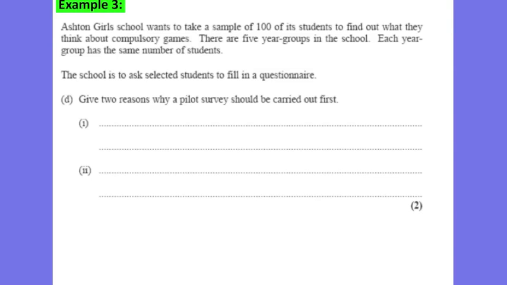So this is an example here. Again, it's talking about Ashton Girls' School. Explains what it's about to do, but actually the context doesn't matter. It asks you to give 2 reasons why a pilot survey should be carried out. You need to state down any of the 2 reasons from the previous slide.